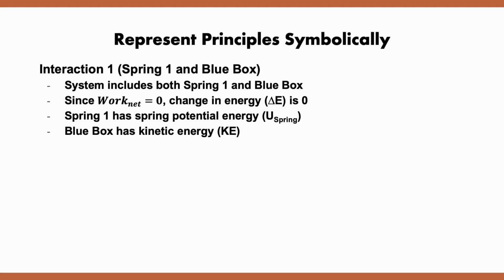Alright, now we are moving on to calculations. Like we previously said, the problem can be represented by three separate interactions. The first interaction is with spring 1 and the blue box. We know that the net work, which is the integral of the net force times the change in distance on the system, is 0 because the spring does not move from its anchored point. From the work-energy theorem, this means that the energy is conserved, so the change in energy is 0.